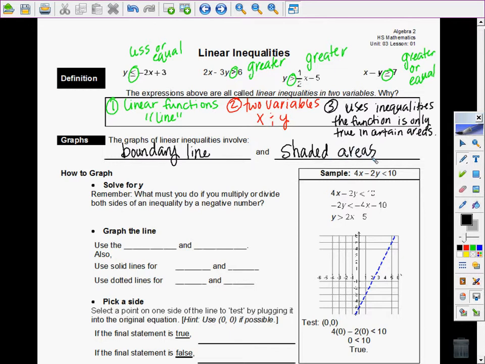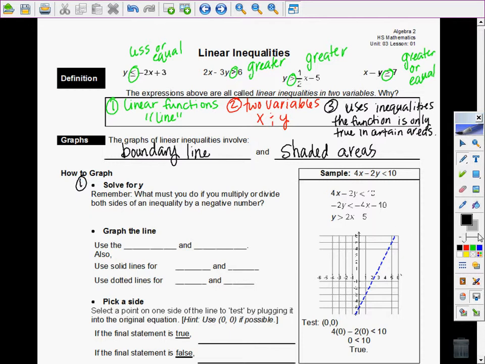All right, shaded areas. So this is how you graph inequalities. You're going to have a boundary line and you're going to have shaded areas. All right, so the first step is to solve for y. So step one is to solve for y.